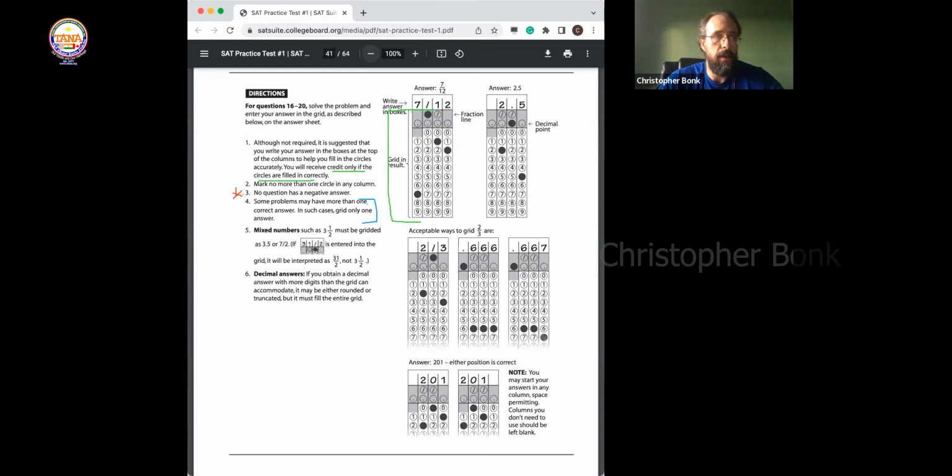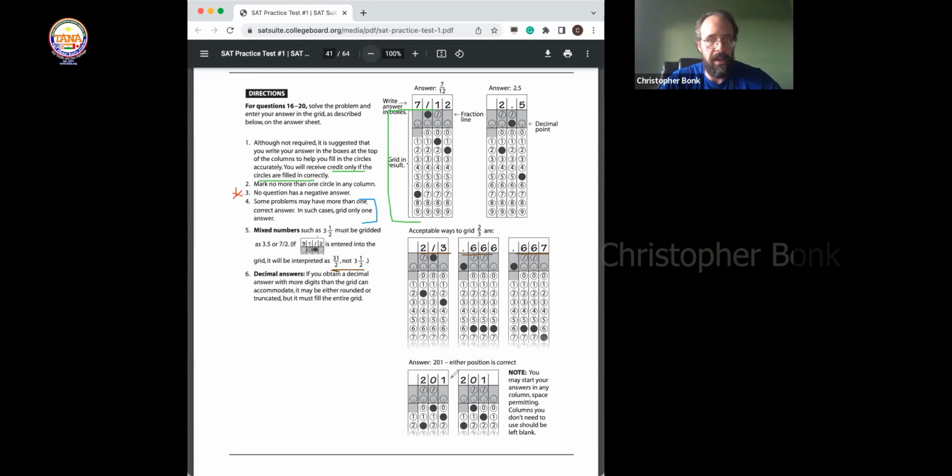Another note is how they want you to bubble in your answers. They will not accept mixed numbers. They read 3 1/2 as 31 halves, not 3 and a half. So they do not accept mixed numbers, but otherwise it's either a simplified fraction or a decimal version. Either one of those will be acceptable for you. Like they give the example of 2/3: 2/3 works, 0.666 works because it's 6 repeating, or 0.667.